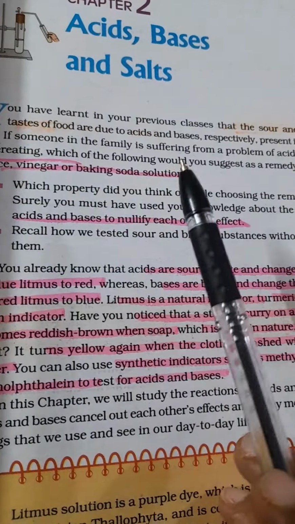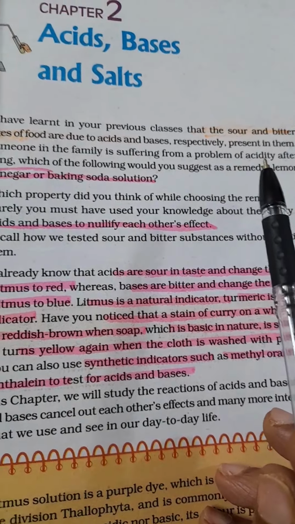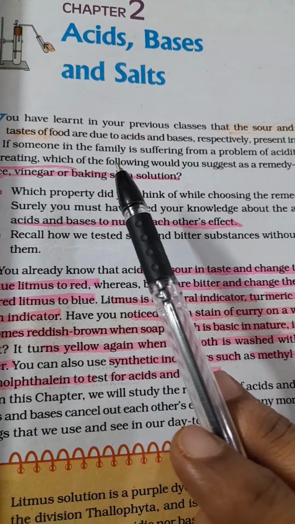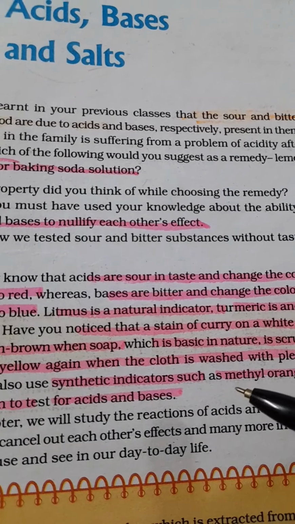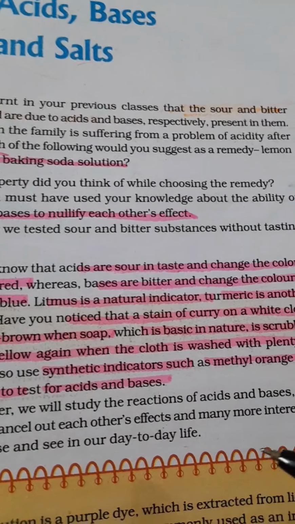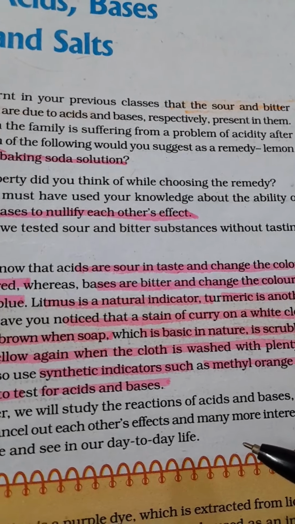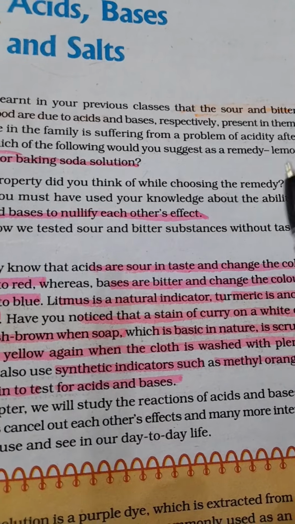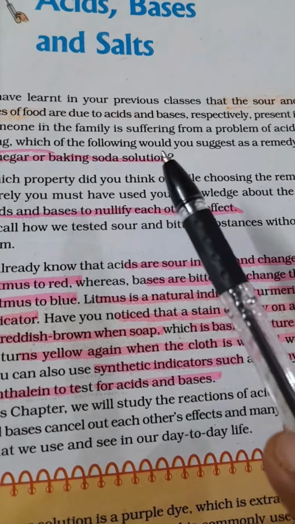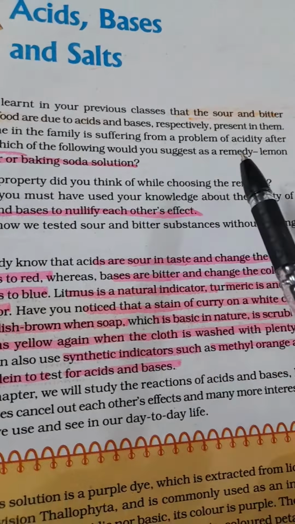Already you have learned in your previous classes that sour and bitter tastes of food are due to acids and bases. You know, certain foods taste bitter, certain foods taste sour, like lemon that tastes sour, and in many foods you can detect the taste difference because of the presence of acids and bases.